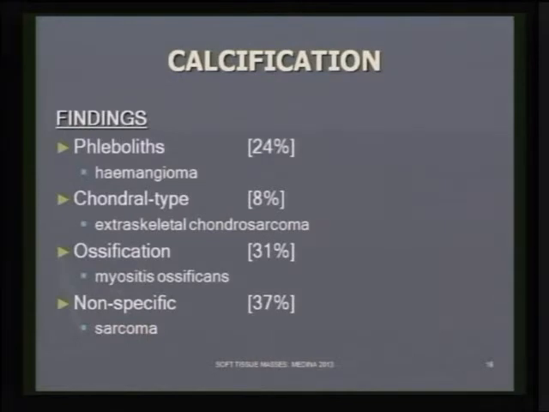Then ossification, when you may start seeing bone trabeculation within the soft tissue mass, again seen in about 1/3 of cases, and all of these cases tend to be myositis ossificans in its mature stage. Whereas if you see very non-specific, poorly defined mineralization within a tumor, that can be concerning and suggestive of a high-grade sarcoma, most commonly a synovial sarcoma.